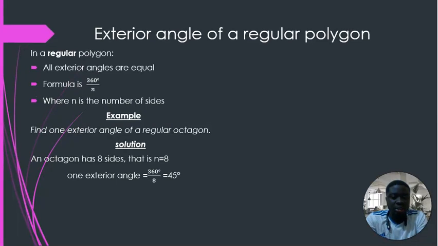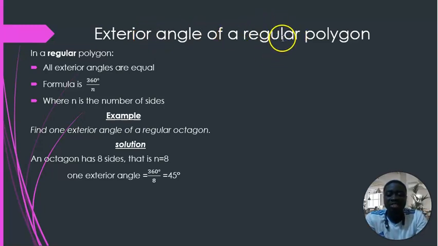Now, let's look at one exterior angle of a regular polygon. We have talked about the exterior angles and the sum of the exterior angles. And we said that when you sum up the exterior angles, it should be equal to 360, and we have explained why. Now, like the sum of interior angles and also one interior angle, here we are going to look at one exterior angle of a regular polygon.